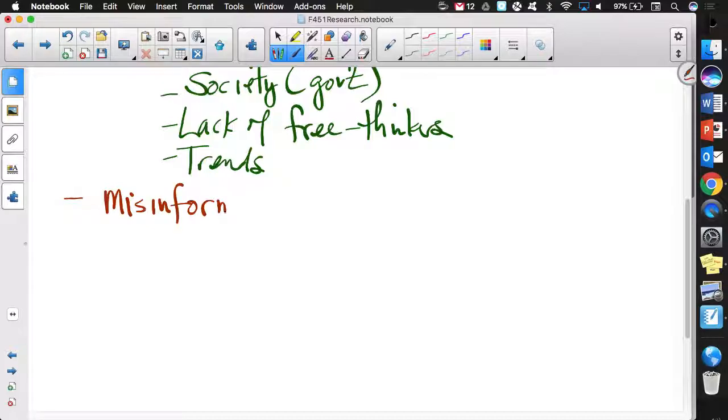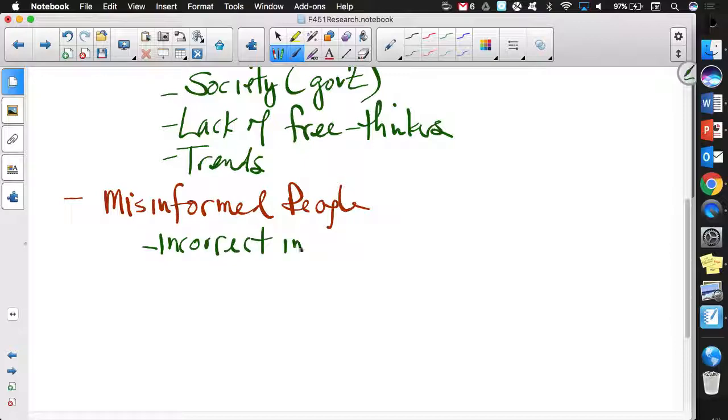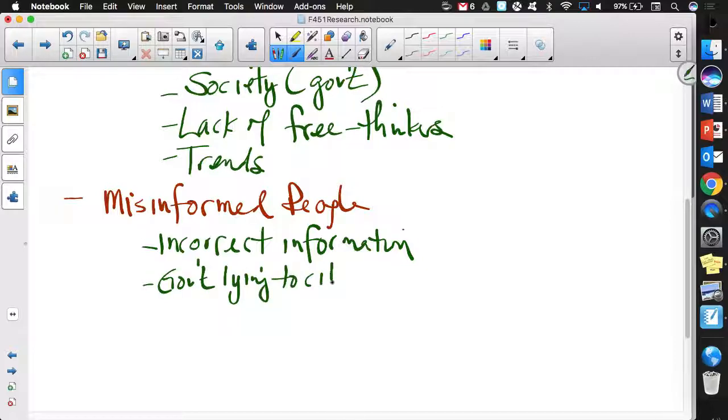misinformed people. You have incorrect information. Some of this could come back to censorship, not trying to make you do censorship by any means. You could have government lying to citizens. There's a term that we use quite a bit now, fake news, CNN, alternative facts. You could be taking a look at bias in the media.